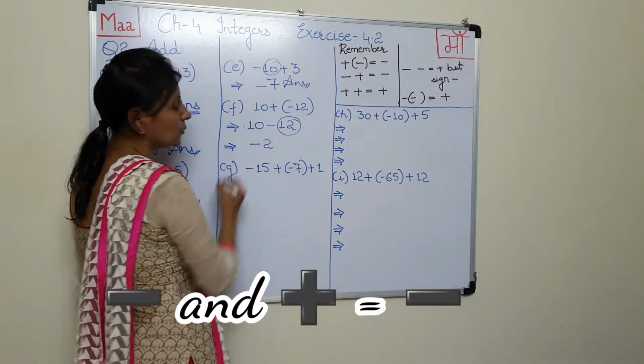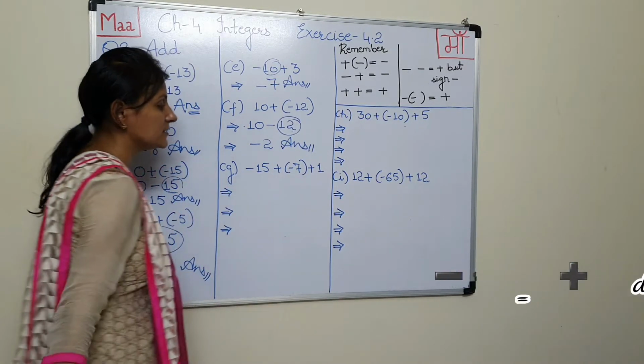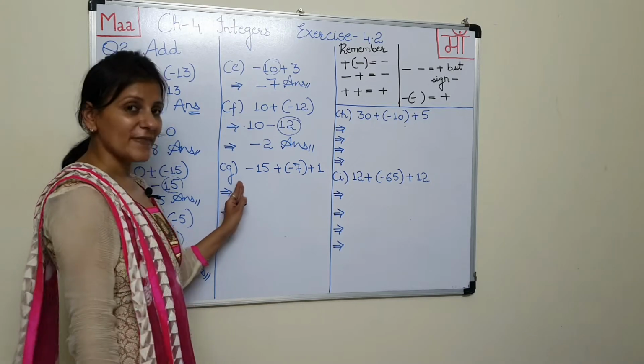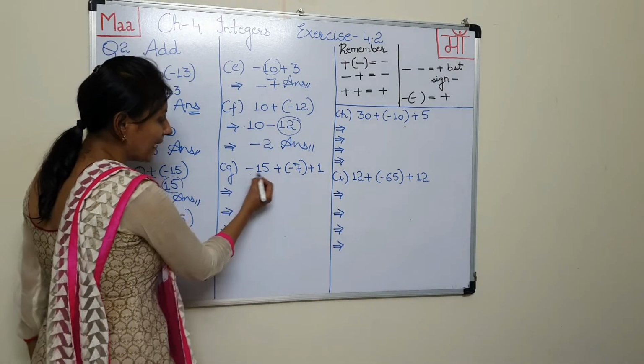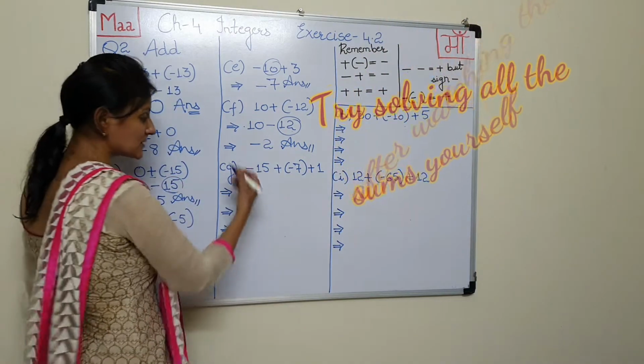So in answer you will put minus sign. So minus 2 will be the answer of this part. Let's move on to next part, that is G part. Minus 15 plus minus 7 plus 1. This is your question. Start solving it.